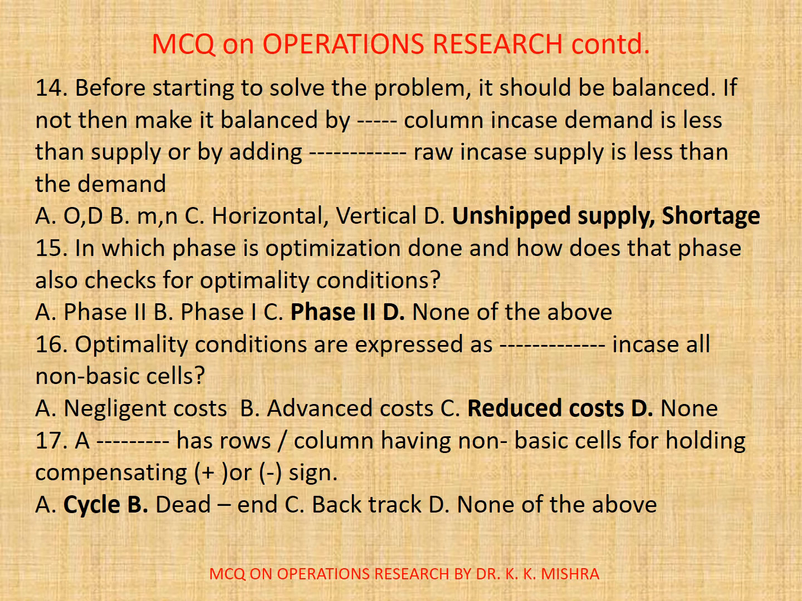15. In which phase is optimization done and how does that phase also check for optimality conditions? Correct option C, phase second. 16. Optimality conditions are expressed as dash for all non-basic cells. Correct option C, reduced costs. 17. A dash has rows and columns having non-basic cells for holding compensating plus or minus sign. Correct option is A, cycle.